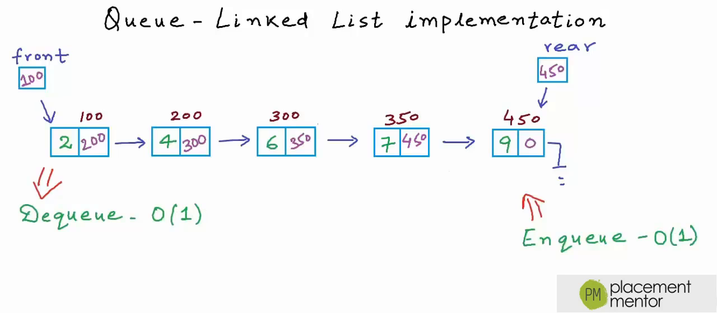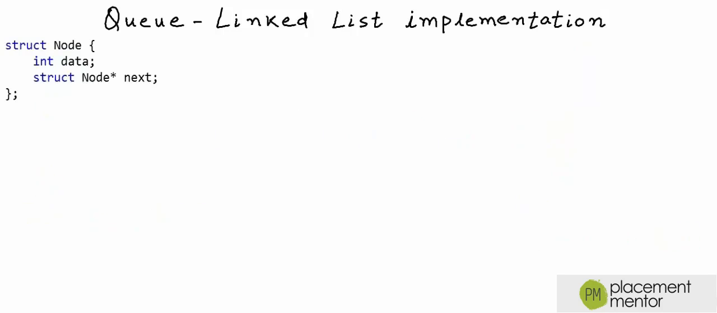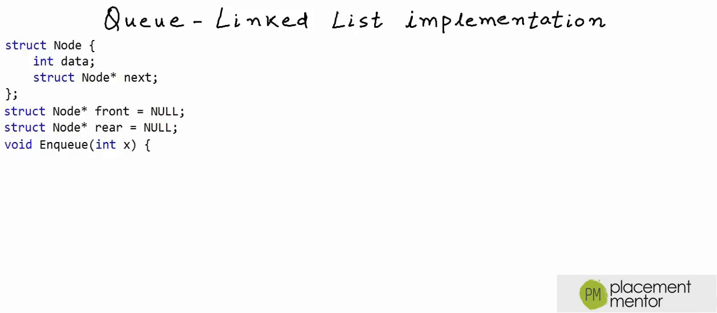Let's quickly see how real code in C will look like for this design. I have declared node as a structure with two fields, one to store data and another to store address of next node. Now instead of declaring a pointer to node named head, I'm declaring two pointers, a pointer to node named front and another pointer to node named rear, and initially I'm setting them both as null. Let's say I'm defining these two variables in global scope, so they will be accessible to all functions. My NQ function will take an integer as argument.